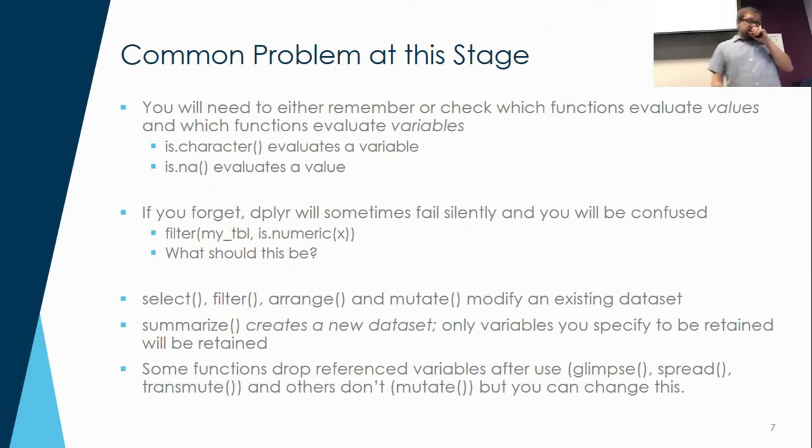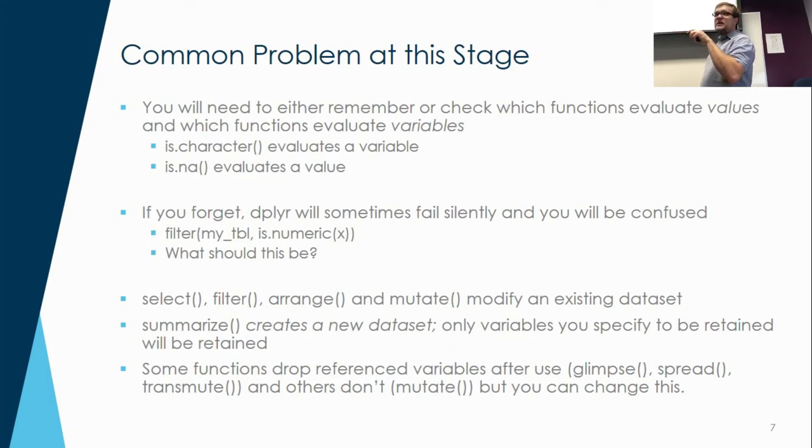Common problems at this stage. You will need to either remember or check which functions evaluate values and which functions evaluate variables. This is important because up to this point, I've generally been spoon-feeding you, use this function here. There's going to be less of that as we move forward, and you have to think carefully about what data type is expected by a function and what it gives back. For example, is.character evaluates a variable. You give it a variable, and it gives you back a single true or false.